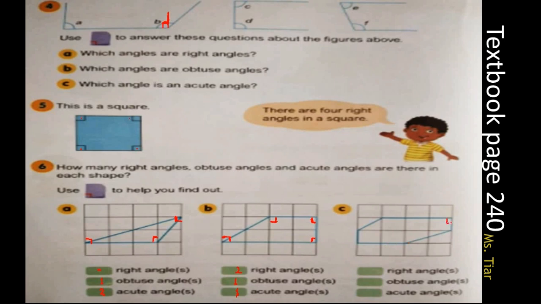Next, question C. We have a right angle here, another right angle here. This is more than a right angle. This is also more than a right angle. This is more than a right angle. This is more than a right angle. So how many right angles here? We have 1 and 2. We only have 2 right angles. Do we have obtuse angles? Yes. Which ones? 1, 2, 3, and 4. We have 4. Do we have acute angles? Unfortunately, we do not have any.